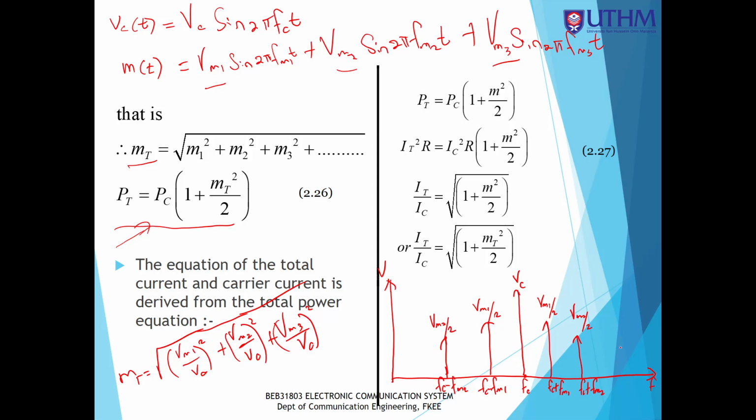And the other one is, for example, located at Fc plus Fm3, and another one here is located at Fc minus Fm3. The value of the amplitude is Vm3 over 2. And you can also calculate the total power.